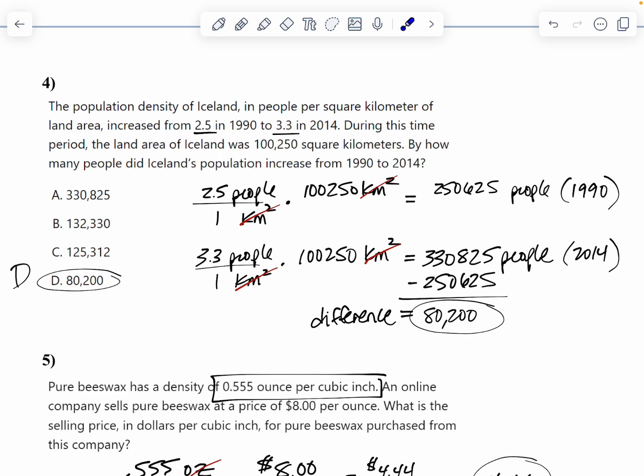And it asked me, what's the difference? How much did it increase? How many people? So what is the difference between these two numbers? You can see I just subtracted, and that is how I got my difference.